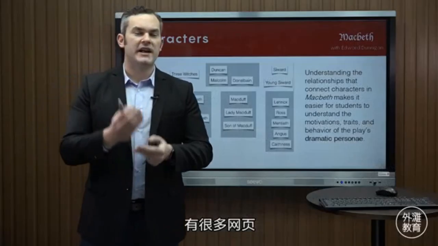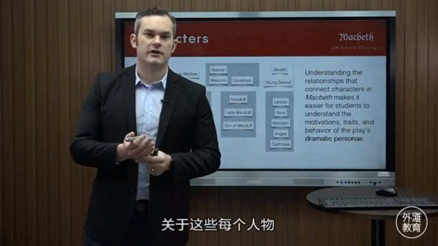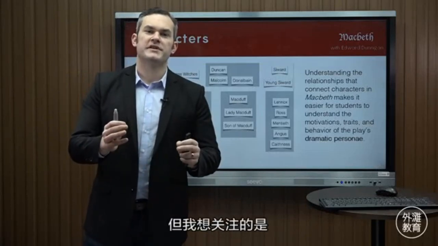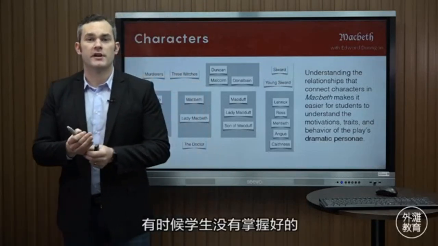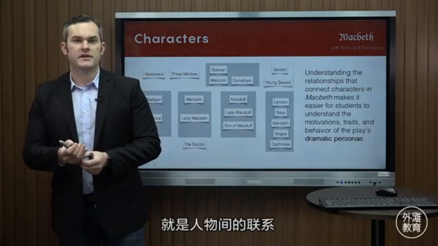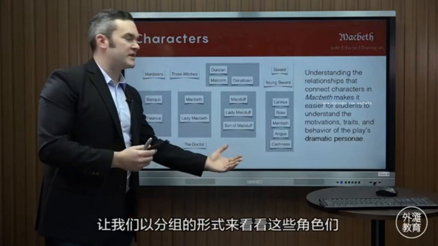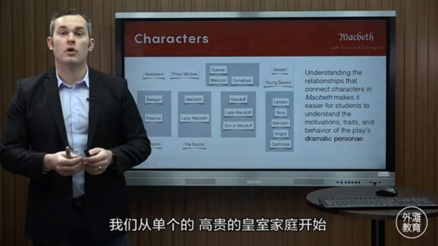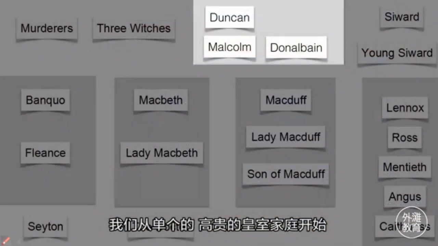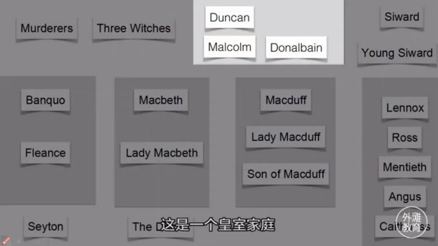And there are plenty of websites where I encourage you to go to learn more about each of these characters. But what I want to focus on, that sometimes students don't learn enough about, is the relationship among characters. So let's begin by looking at all of these characters in groups, beginning with the individual noble and royal families. So first we have Duncan, Malcolm, and Donalbain. It's really important that we understand that this is the royal family.